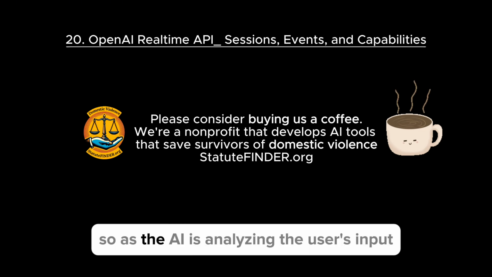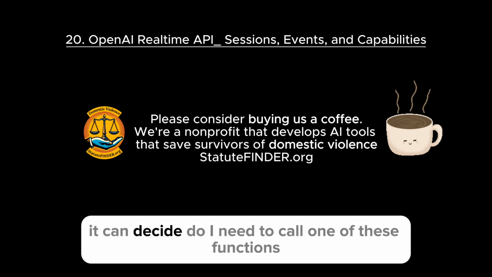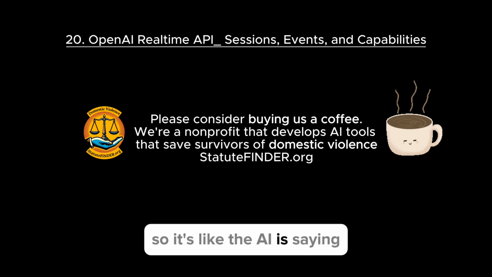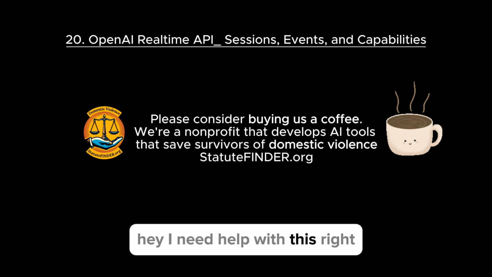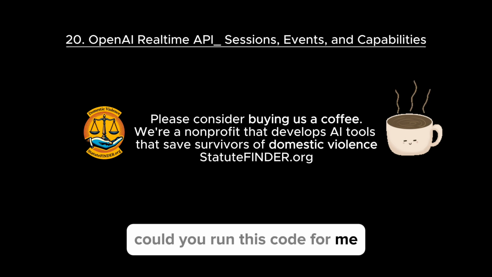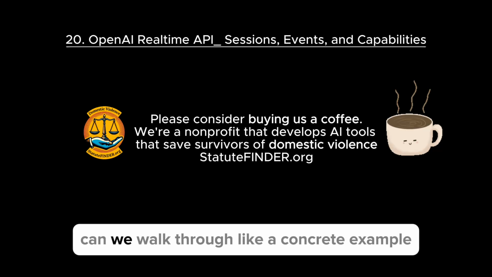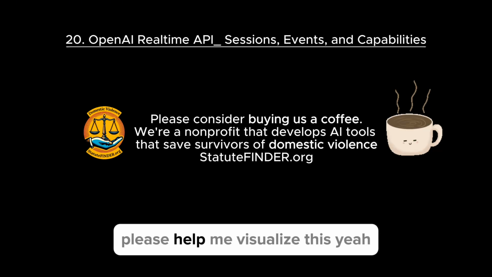Exactly. So as the AI is analyzing the user's input, it can decide, do I need to call one of these functions to get more information or to perform some action? So it's like the AI is saying, hey, I need help with this. Can you run this code for me? Exactly. This is really blowing my mind. It's a powerful feature. Can we walk through a concrete example to help me visualize this?